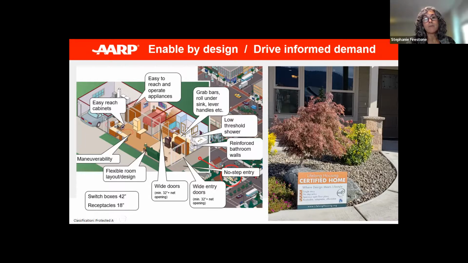And then the second one, drive informed demand. I show a picture of the Lifelong Housing Certified program in the Rogue Valley in Oregon. Drive informed demand deals with the fact that housing has been built the same way for so long that people have a hard time envisioning anything beyond a narrow range of products. And so consumers rarely know what to ask for, and so they're not demanding any better. So this is just an example of a voluntary lifelong housing certification program, which is one way of driving that demand.